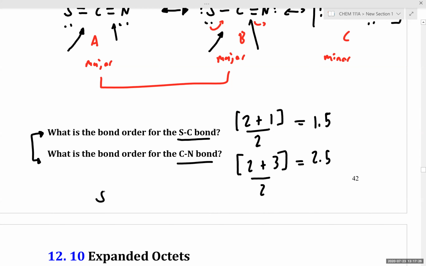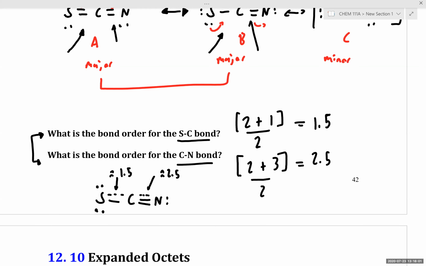So our resonance hybrid structure would look a little bit like this, where we have a bond order of about 1.5 for our sulfur carbon bond and a bond order of about 2.5 for our carbon nitrogen bond. So the electrons in this conjugated system are distributed about all 3 of our bonded atoms participating in resonance. Does this idea make sense to everyone?